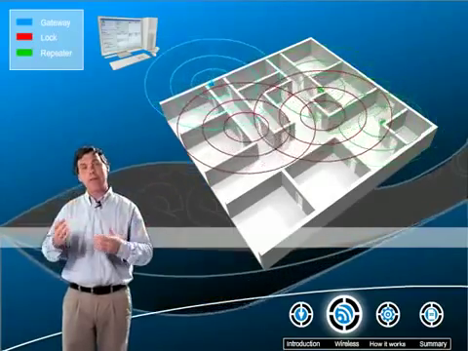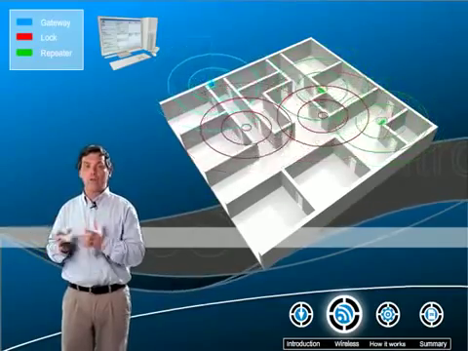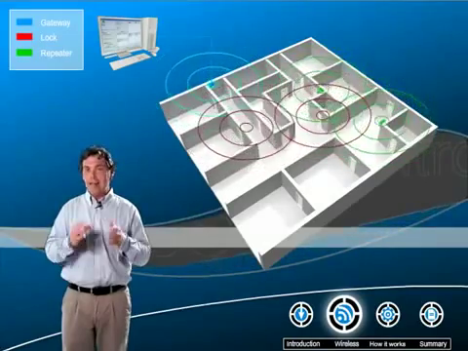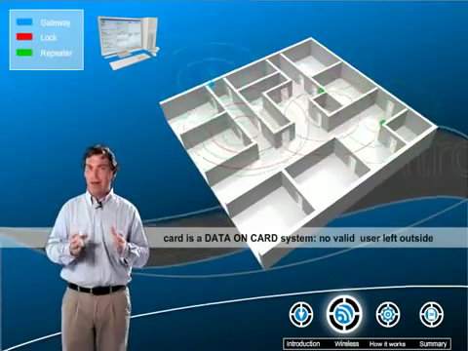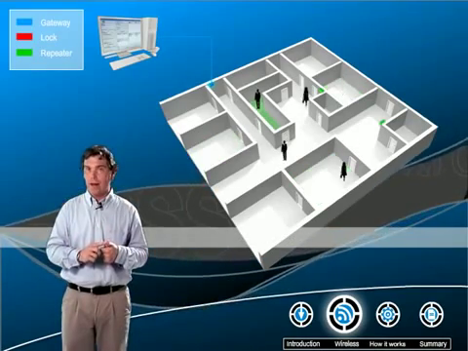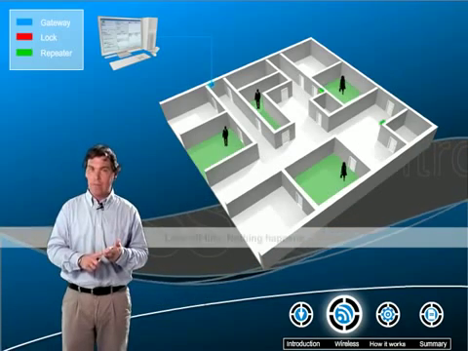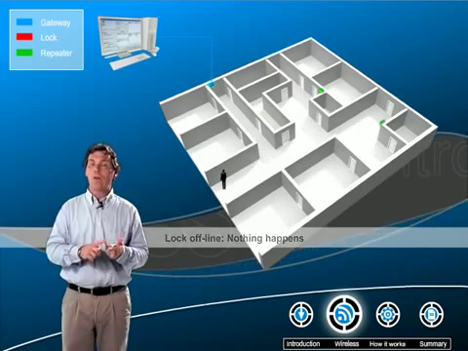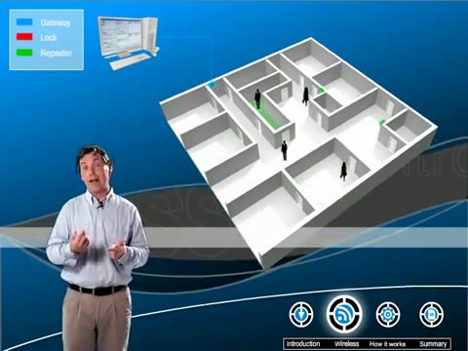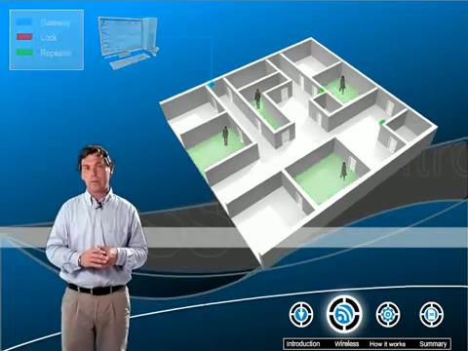When something happens, a repeater goes offline, or something else changes, the lock will look for alternative routes to get back to the system. Very important though, is that if the lock goes offline, nothing happens. The events are stored into the lock during the time that the lock is offline, and most importantly, as the lock is still a data on card system, no valid user will be left outside. All valid cards are still valid on the escutcheon, and people can still go through the doors.